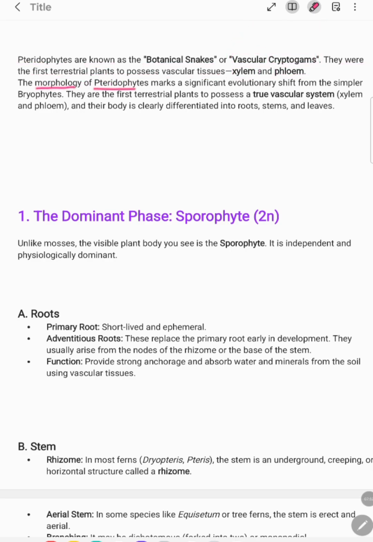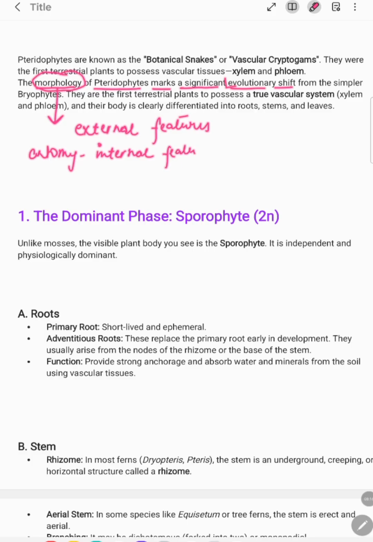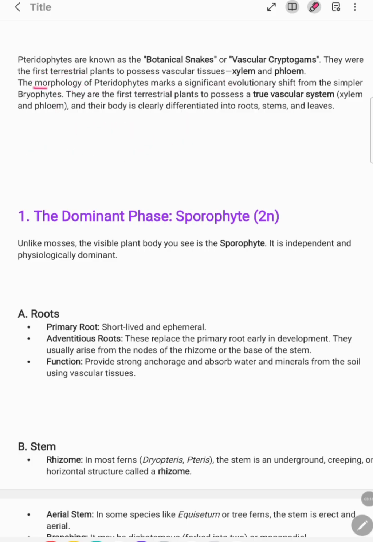Now, the morphology of pteridophytes marks a significant evolutionary shift. Their morphology. What does the term morphology define? The external features. And anatomy refers to the internal features. So the morphology of the pteridophytes marks a significant evolutionary shift from the simpler bryophytes.